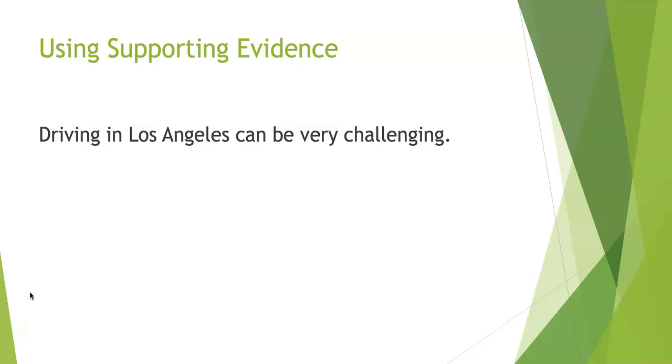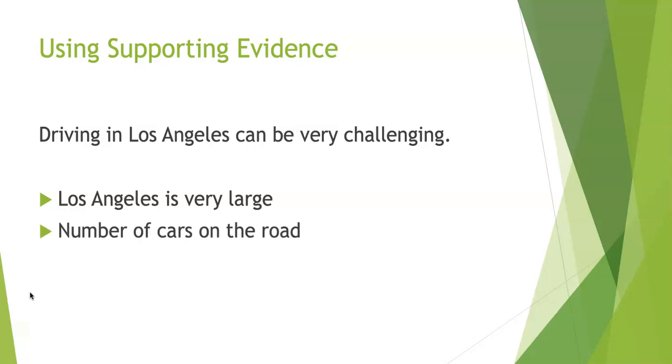We might bring up that Los Angeles is very spread out, so a lot of places are quite far apart from each other. Or maybe we find out some statistics about how many cars are on the road in Los Angeles. Or we could write about how bad the traffic on the freeways can be. Or we could write about gas prices. All of these would be good supporting details to prove the point of our topic sentence.